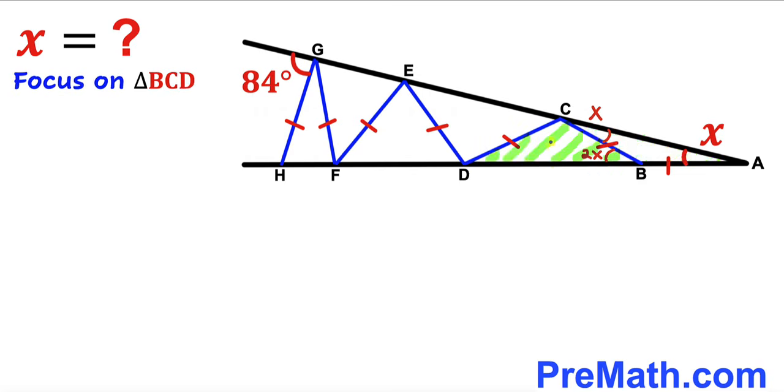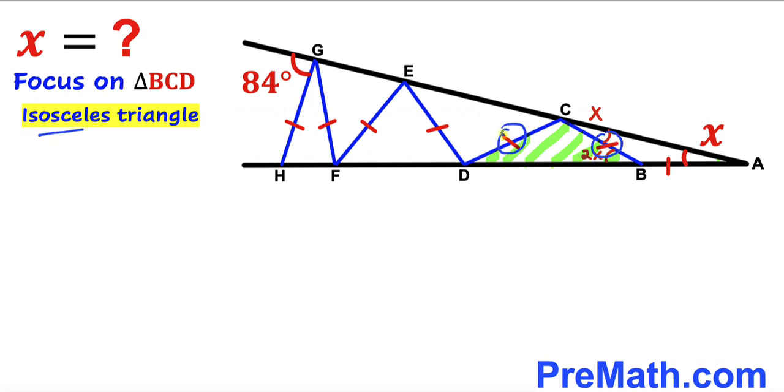Now let's focus on this other triangle BCD. We can see that this is an isosceles triangle, since this side length equals this side length. So we conclude that this angle must be congruent to this angle. If this angle is 2x, then this angle has got to be 2x as well. So this angle turns out to be 2x as well.